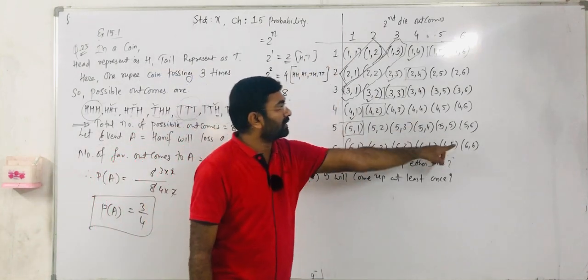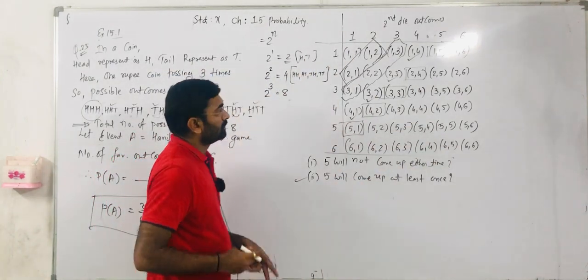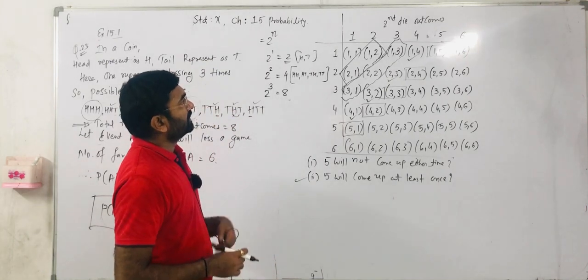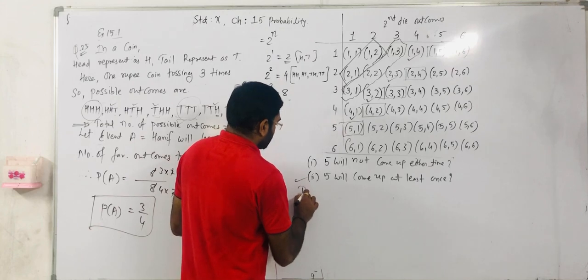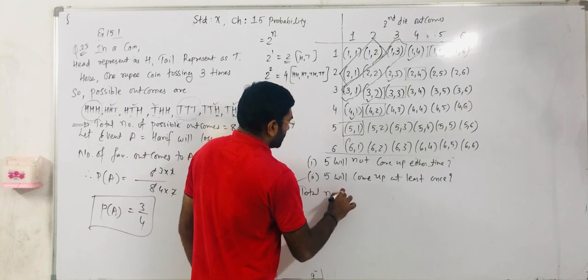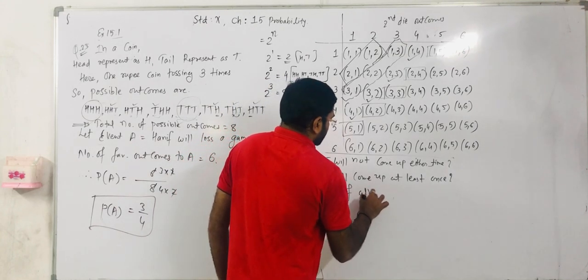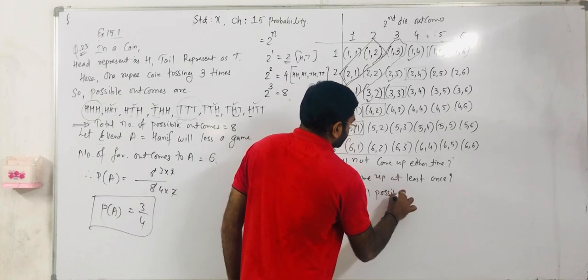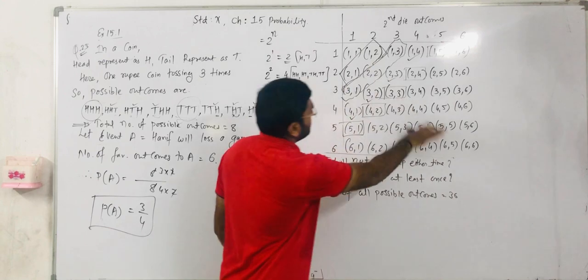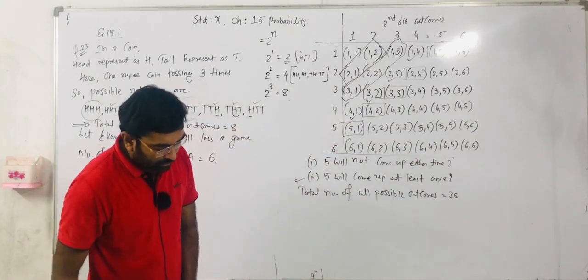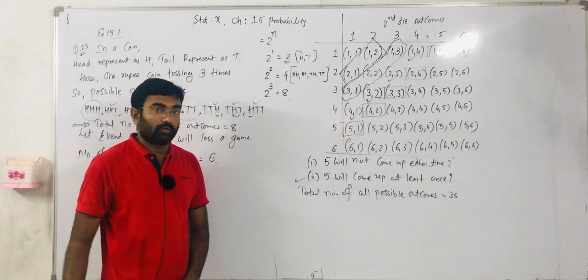So how many possible outcomes do we get? Whenever you throw 1 die twice, we get the total number of possible outcomes, which is 36. Right? These 36 outcomes we get if 1 die is thrown twice.